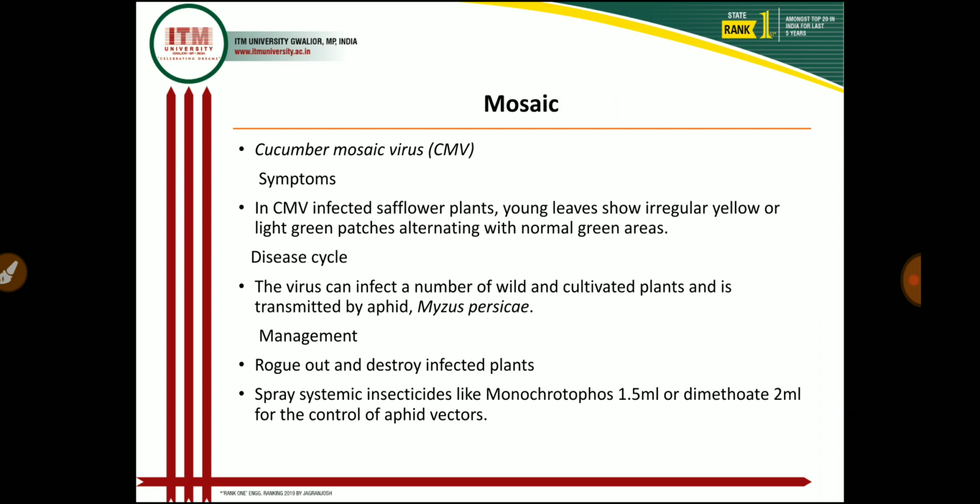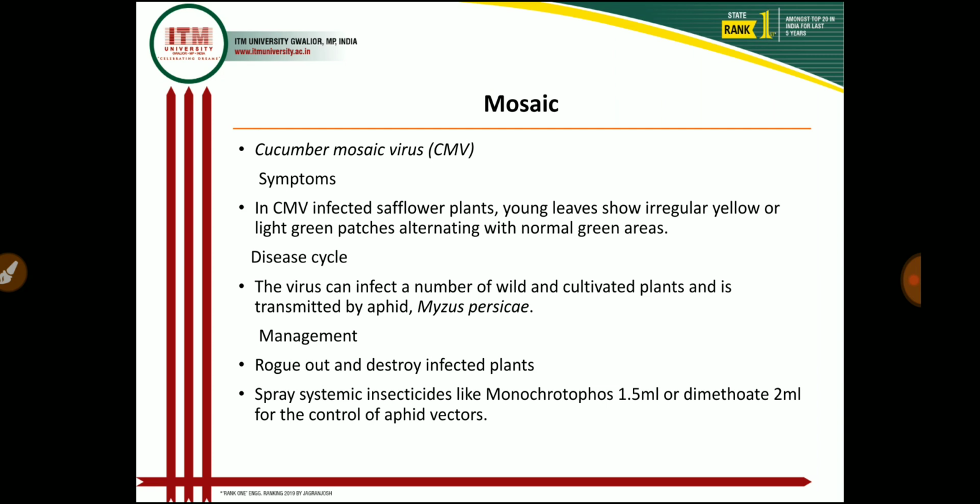Then the next disease is safflower mosaic, and this mosaic disease is caused by the cucumber mosaic virus. So this is a most destructive disease in the safflower crop, because controlling viruses is very difficult, and this disease is caused by the cucumber mosaic virus. Almost 5 to 10% crop losses occur due to this mosaic disease.